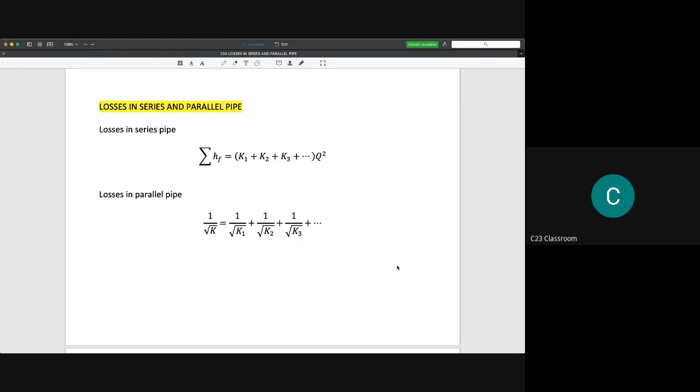So previously in our lectures, I already introduced you two major equations. One is losses in series pipe and another one is losses in parallel pipe. For losses in series pipe, what you need to do is sum all of the losses along the pipe. In this chapter, we most probably use the equation of losses equal to K Q square because I already discussed this matter.